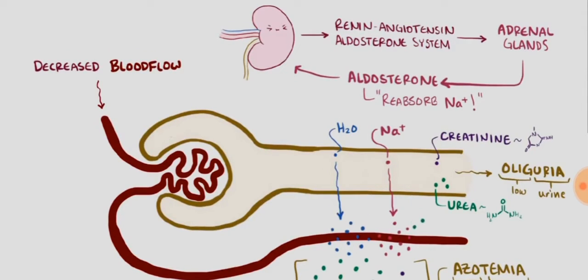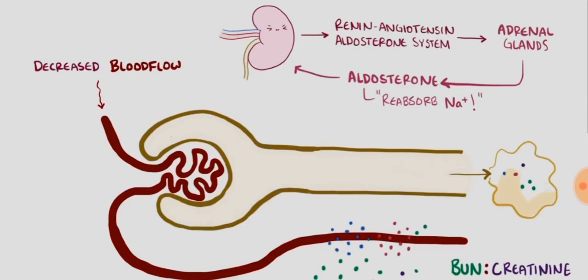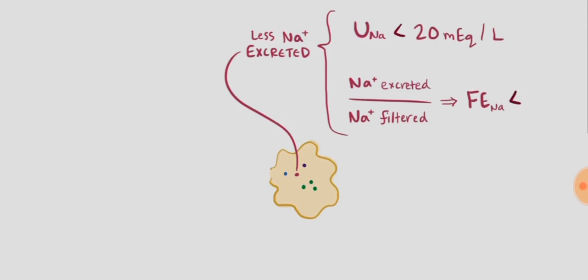Water and sodium reabsorption is also tied to urea reabsorption. So in a pre-renal situation, urea gets reabsorbed, and so even more urea gets into the blood, resulting in a BUN to creatinine ratio of greater than 20 to 1. Now, looking at what gets excreted in the urine, more sodium and water being retained means that less is excreted. And the urine sodium is usually less than 20 milliequivalents per liter. And the fraction of sodium excreted to sodium filtered, or FeNa, is usually less than 1%.